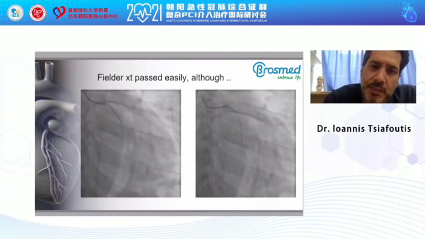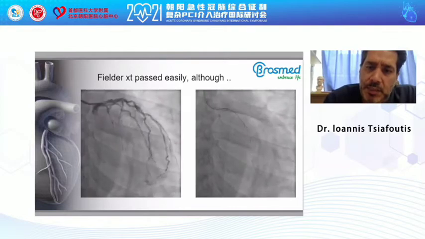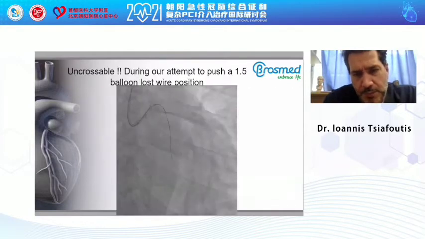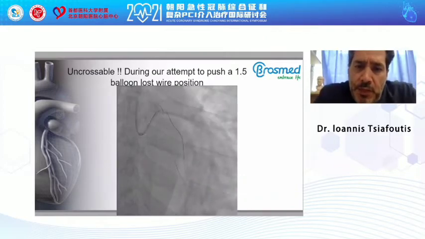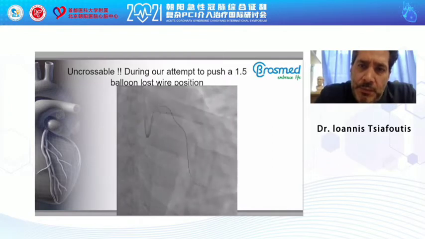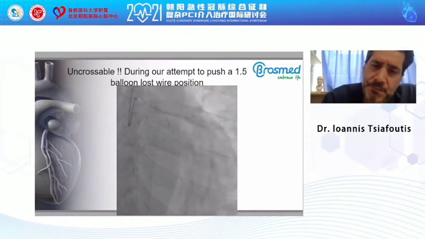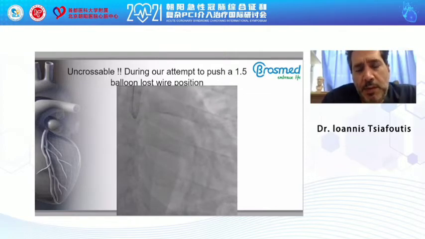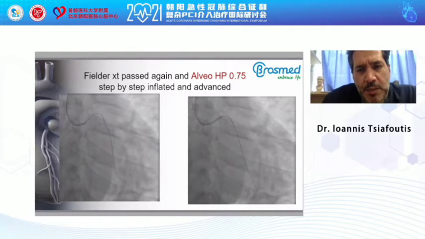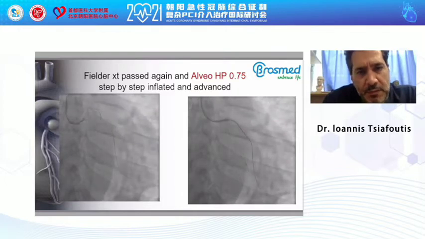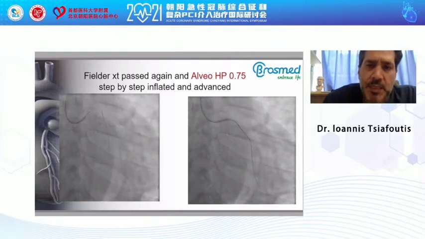Although it went easily, see the next video. It proved to be uncrossable. During our attempt to push a small wire, we lost wire position. You can see here. But we were lucky to pass again the Filter XT. And then we used the Alveo HP 0.75 with a step-by-step inflation procedure. And we could advance distally. Here you see the balloon.